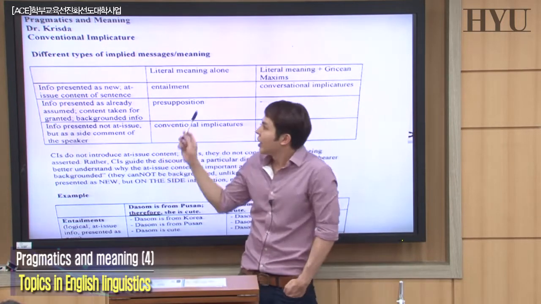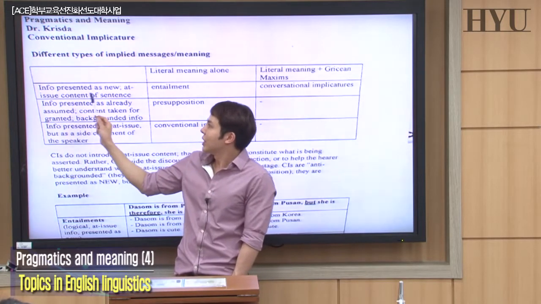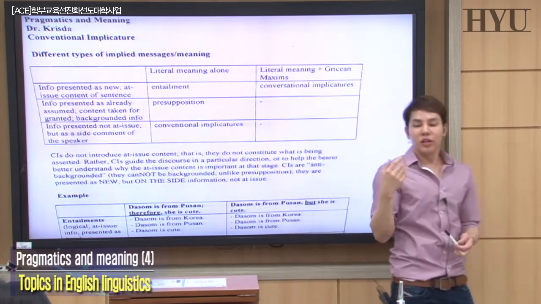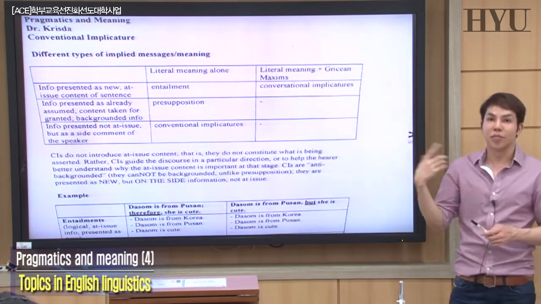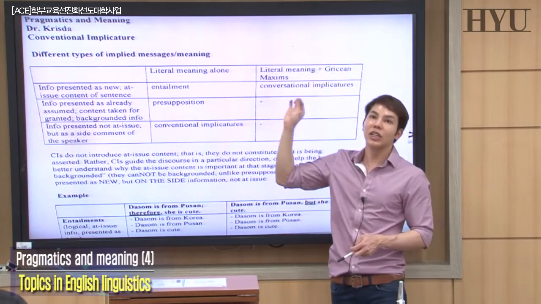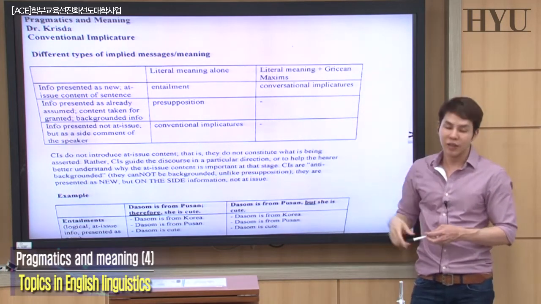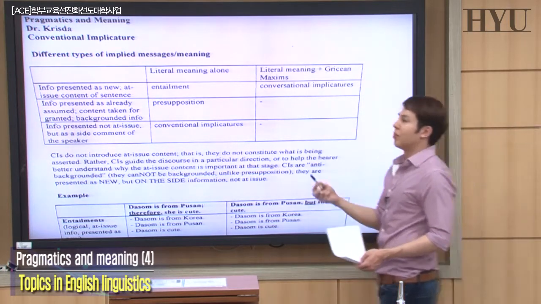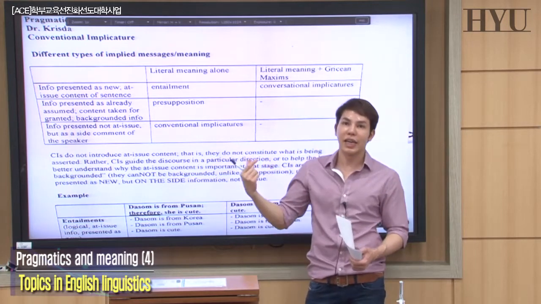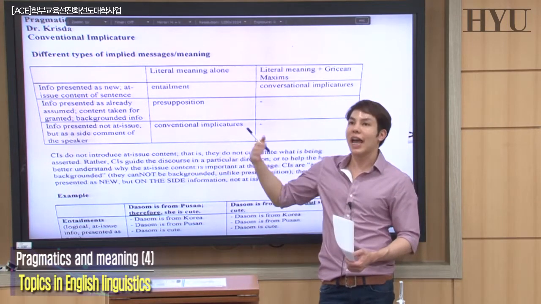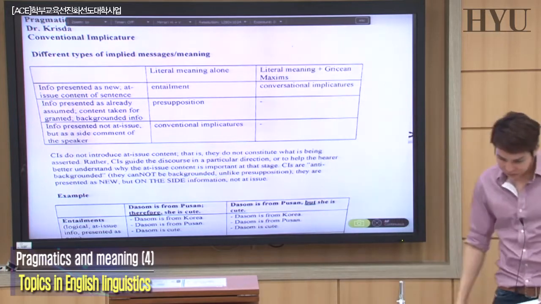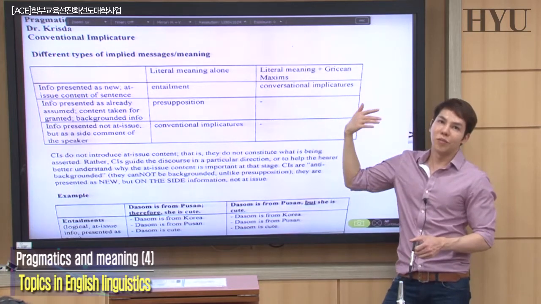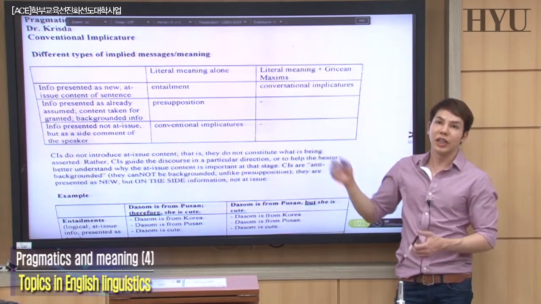So what is entailment? Entailment is the information presented as new, okay? At issue content of the sentence. The word at issue means it's important, okay? When something is at issue, it means it's important, it's the main thing, it's the main idea. What is at issue today? What is at issue is conventional implicature like that.